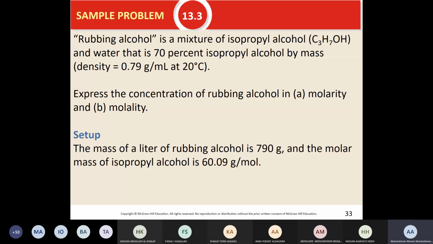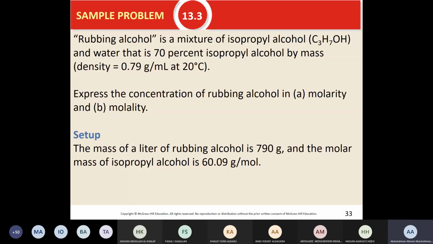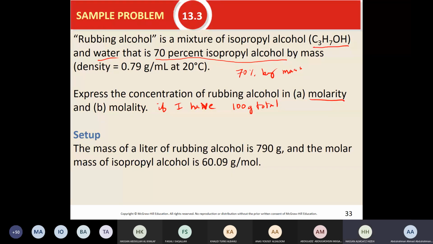Okay, now last question here: rubbing alcohol is a mixture of isopropyl alcohol and water, 70% isopropyl alcohol by mass. So it is 70% by mass. How can you find the molarity? I will assume that if I have 100 grams total, then what's the mass of rubbing alcohol? 70 grams.